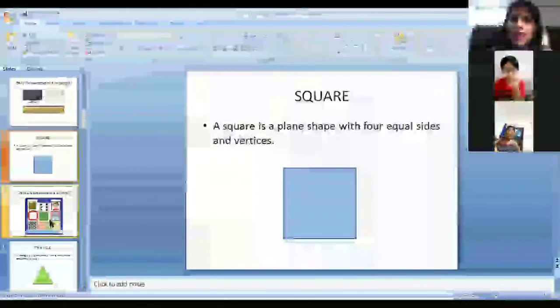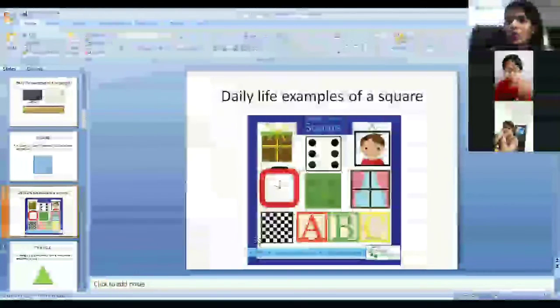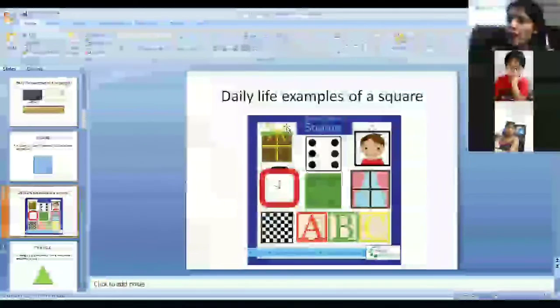Let's see some examples from daily life. You can see here these blocks are square in shape. This chessboard is square in shape. The shape of the photo frame, all these are of square shape.